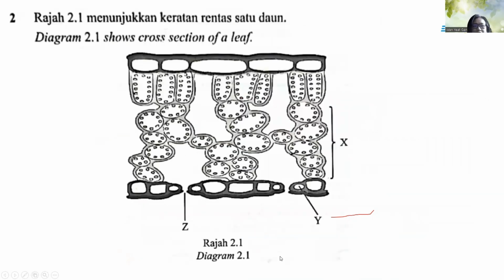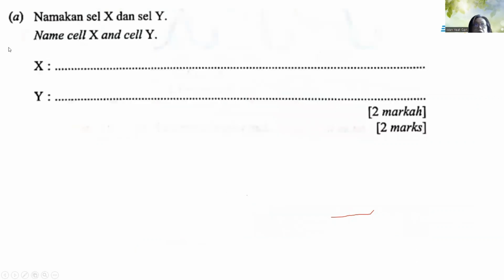Okay, let's look at question 2. Question 2 shows a cross-section of a leaf. So you have X here, Y, which is the guard cell, and Z is the stoma here. This is spongy mesophyll. So we name cell X and cell Y. Cell X is spongy mesophyll cell, and Y is the guard cell.